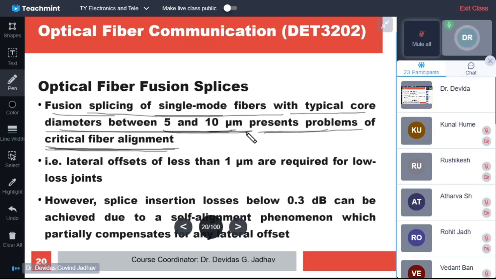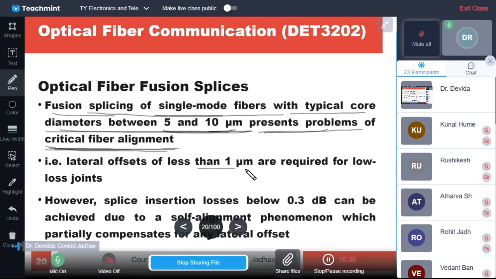That is, a lateral offset of less than 1 micrometer is required for low joint losses. As compared to 5 to 10 micrometer, the lateral offset must be less than 1 micrometer to have very low loss joints. Joints should have very low loss. For that case, 1 micrometer is maintained. That is the meaning. So, splice insertion losses below 0.3 dB can be achieved due to the self alignment phenomena.